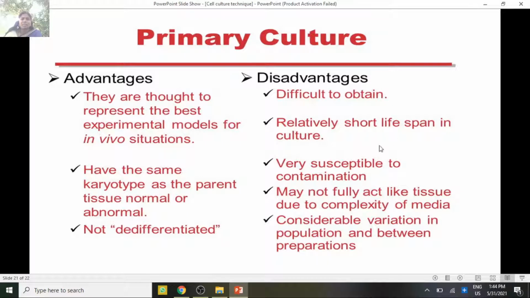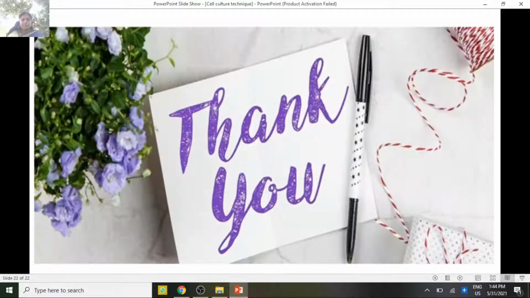It is difficult to obtain, has a relatively short lifespan in culture compared to inside the organism, and is very susceptible to contamination. It may not fully act like a tissue due to the complexity of the media, and there is considerable variation in the population and between preparations. That also varies. These are disadvantages of primary cell culture.